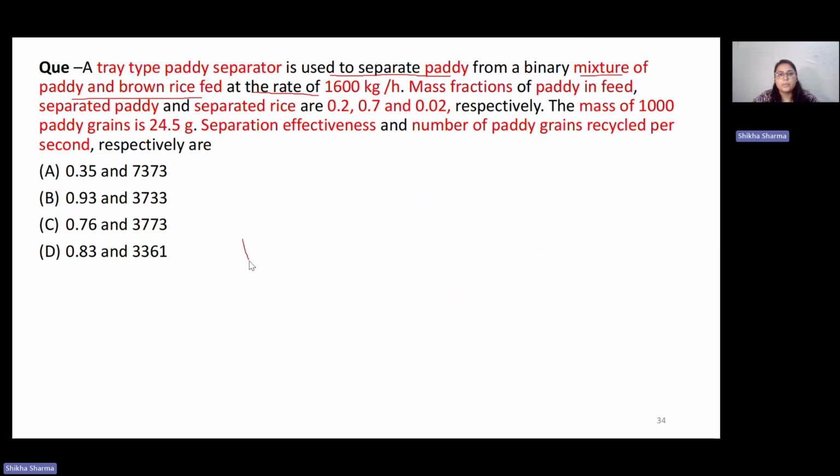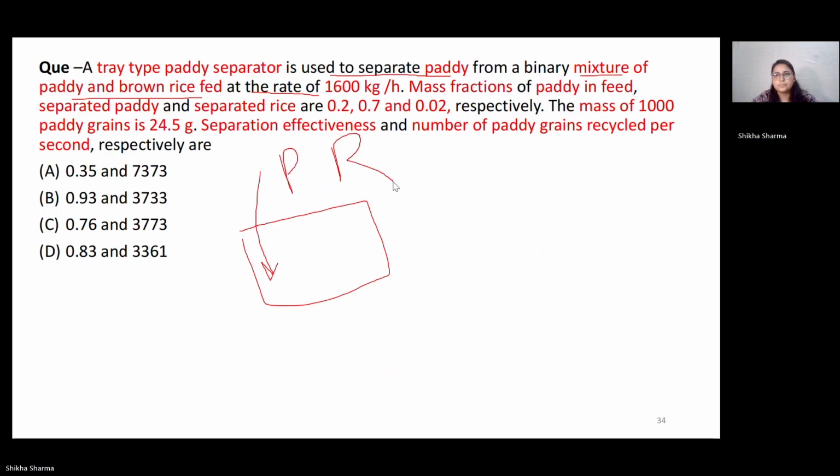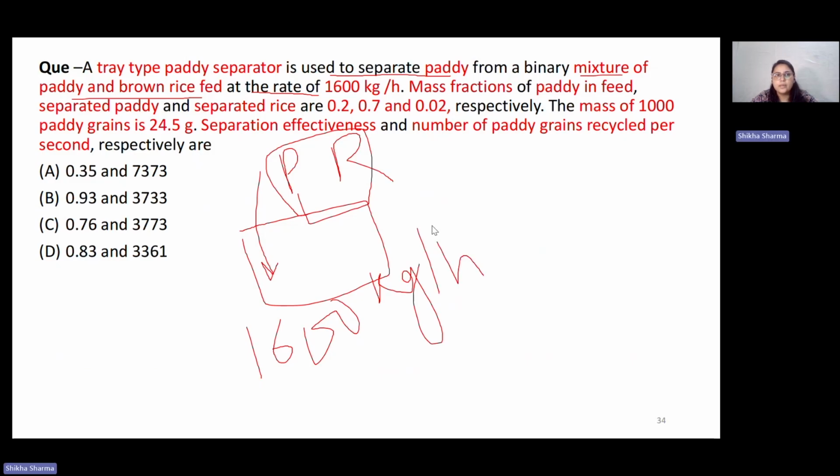So basically there is a tray type paddy separator in which paddy is separated from the brown rice. This mixture of paddy plus rice is fed at the rate of 600 kg per hour. The mass fraction of the paddy in this feed is 0.2.